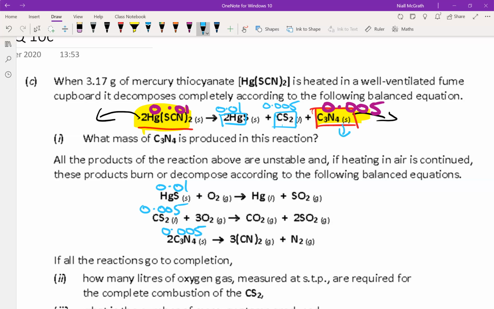It is this C3N4 that is decomposing. It is this CS2 that's reacting with oxygen, and it's this HgS that is also reacting with oxygen. So they're the same amount. It's not a different amount of it that you're reacting with.